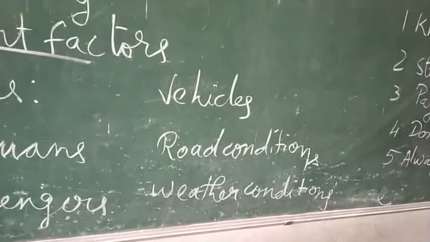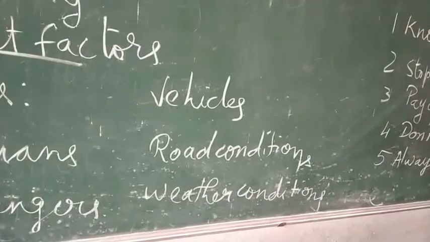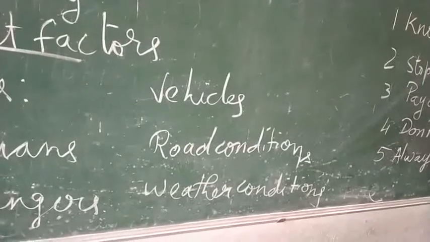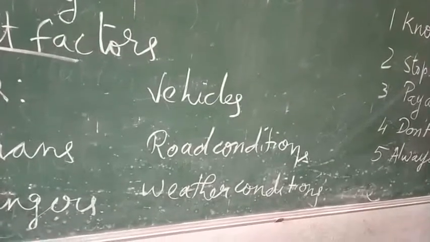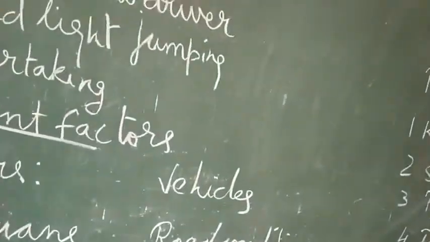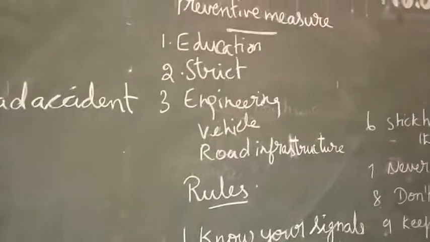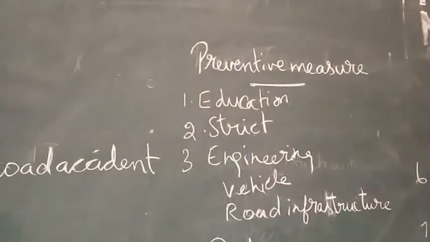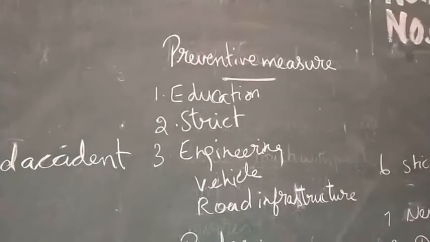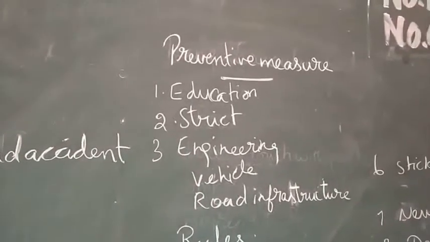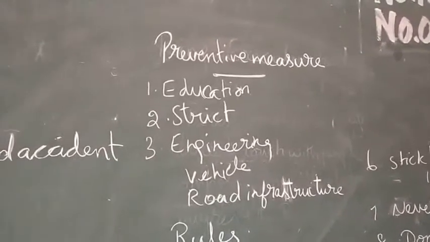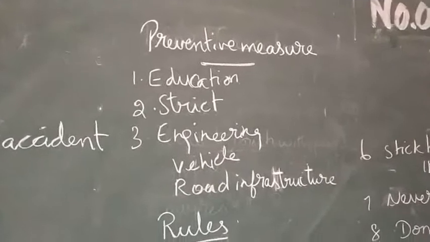Road conditions: damaged roads. Nowadays in Madurai we have many roads with ups and downs, isn't it, girls? Weather conditions: when the rain comes, the road gets spoiled, correct? And for this we have to take preventive measures. Education has to be given to create awareness about road safety, and strict enforcement of law. Then engineering, which divides into vehicle design and road infrastructure. These are the preventive measures.